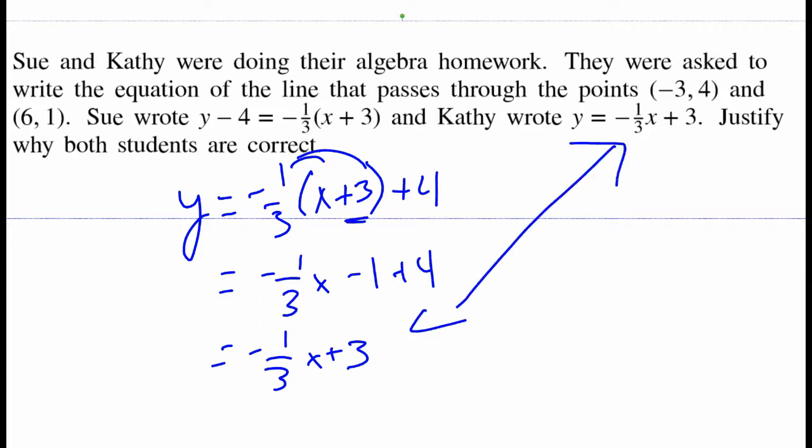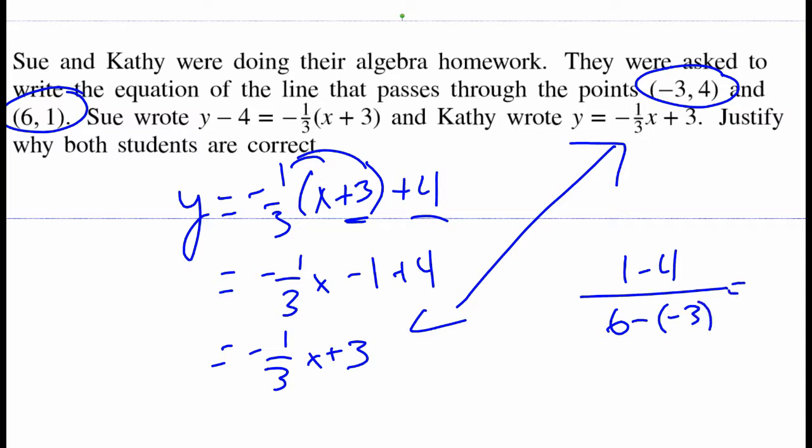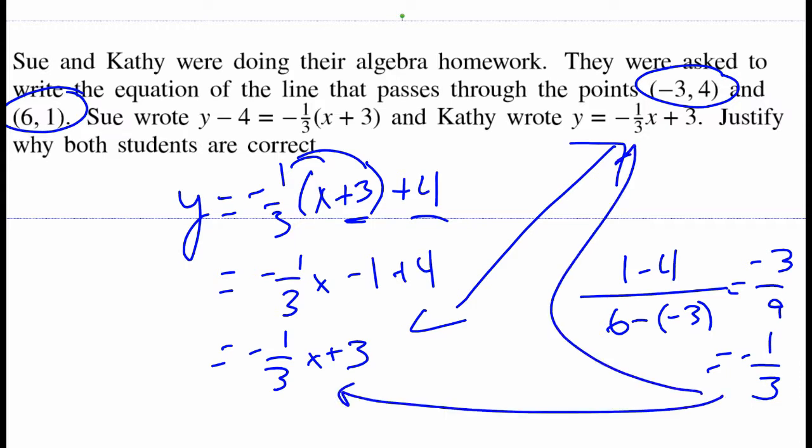And this line does pass through the point (-3, 4). And if I were to find the slope between those 2 points, change in y, 1 minus 4 over 6 minus negative 3, that gives me negative 3 over 9, a slope of negative 1/3, which both these lines have. So because this is the correct point slope form, it has the right slope, passes through that point, and I distributed to get slope intercept form, they are the same.